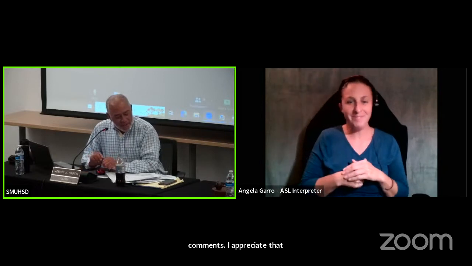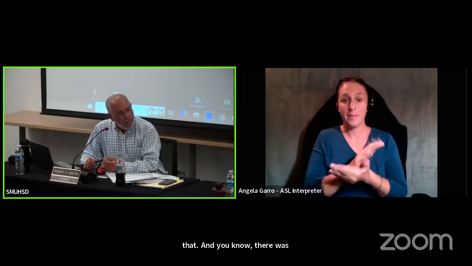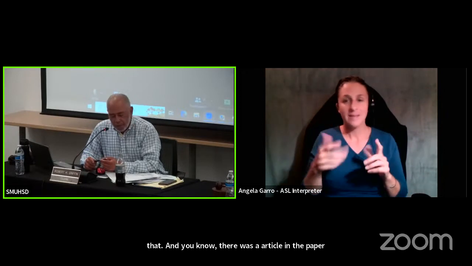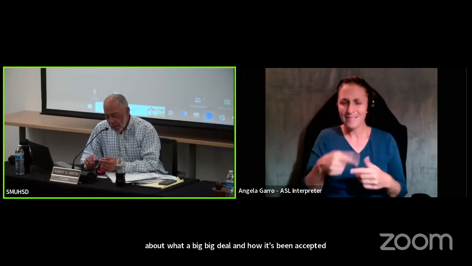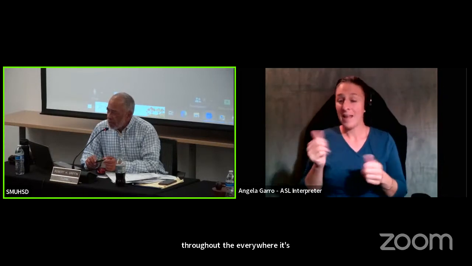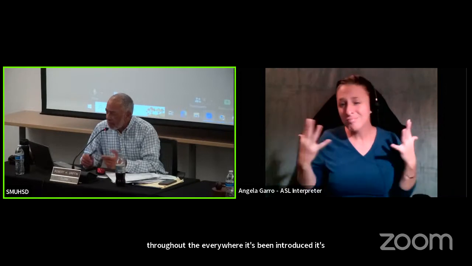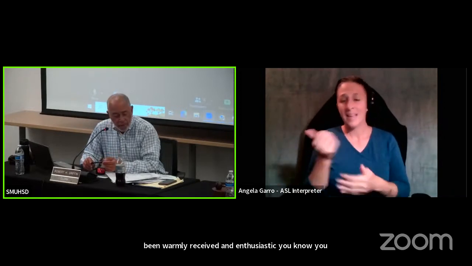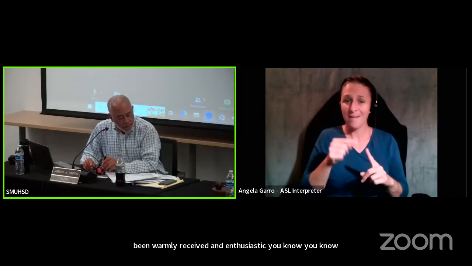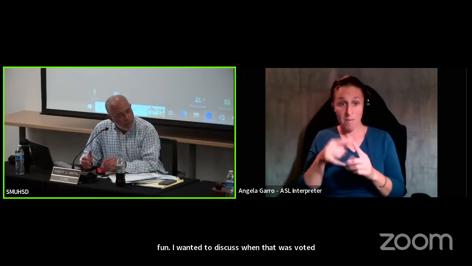And there was an article in the paper about what a big deal it is and how it's been accepted. And actually they had a report that everywhere it's been introduced, it's been warmly received and enthusiastic. Everybody's having a lot of fun. And I wanted to discuss that when that was voted on, there were actually some concerns.